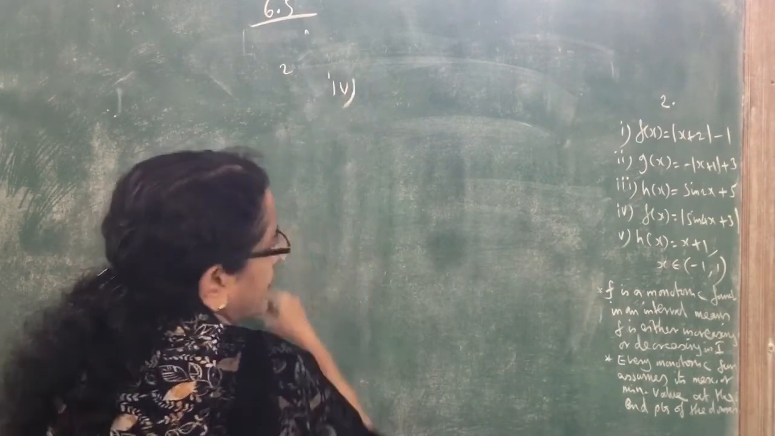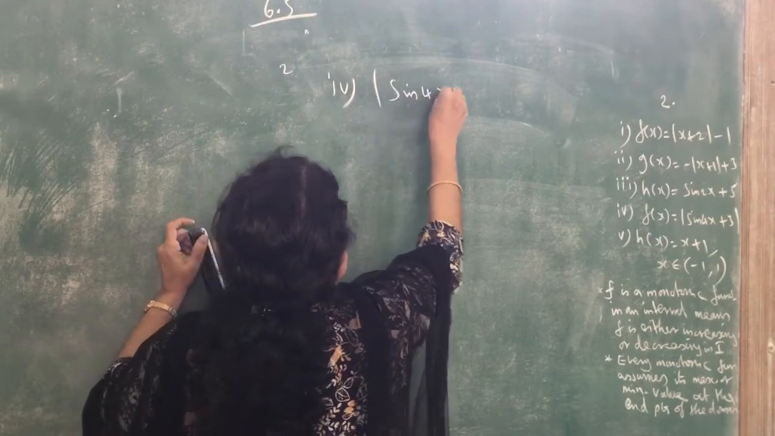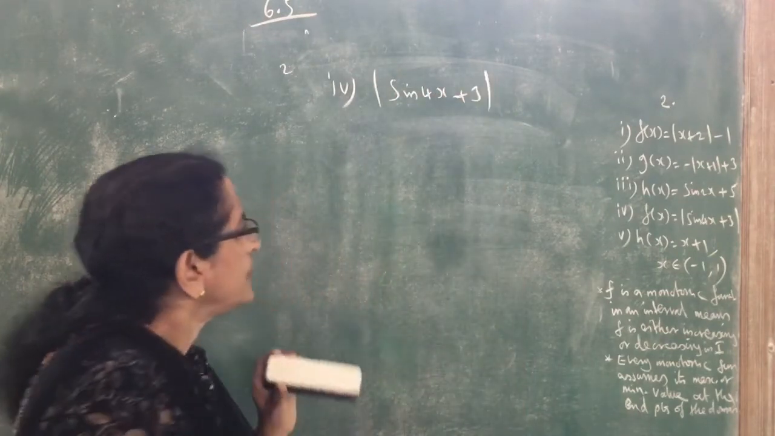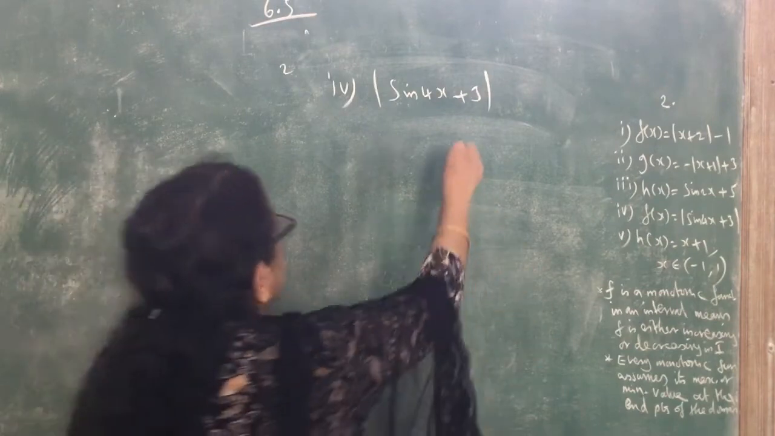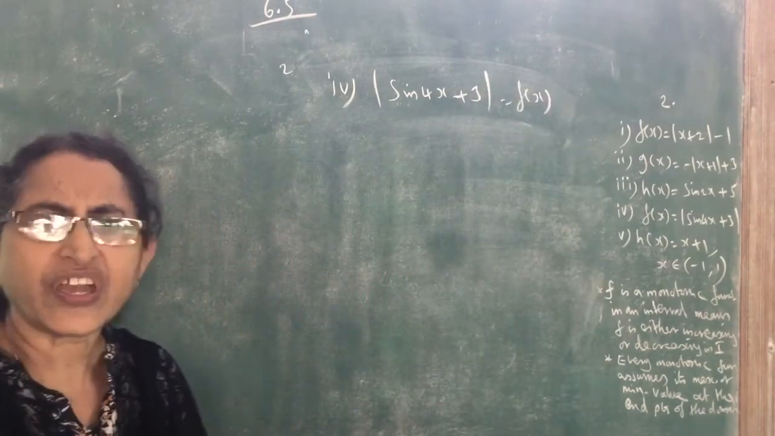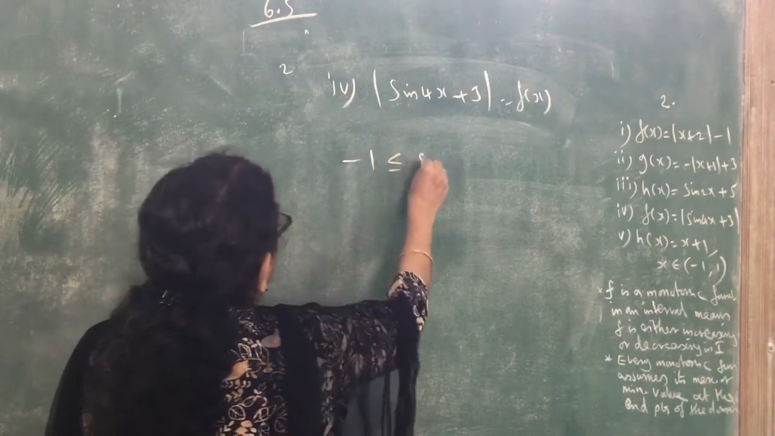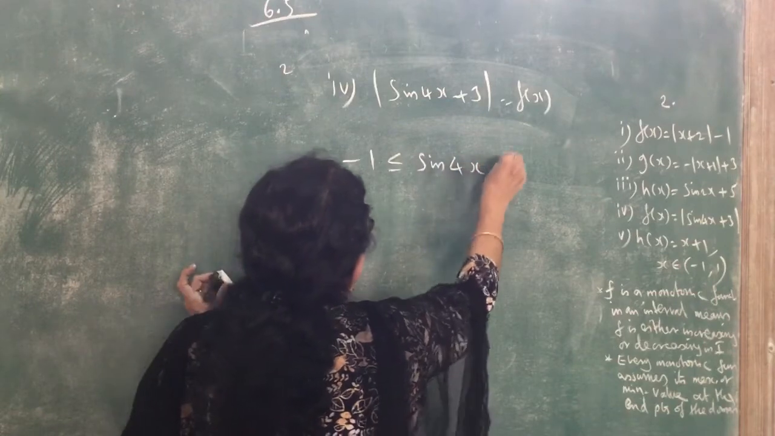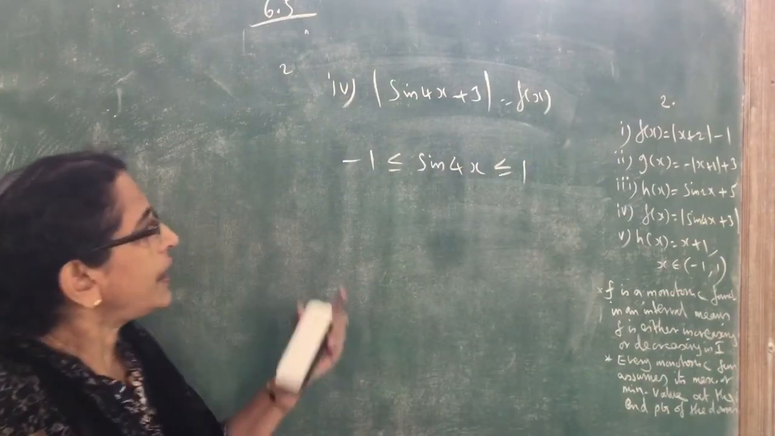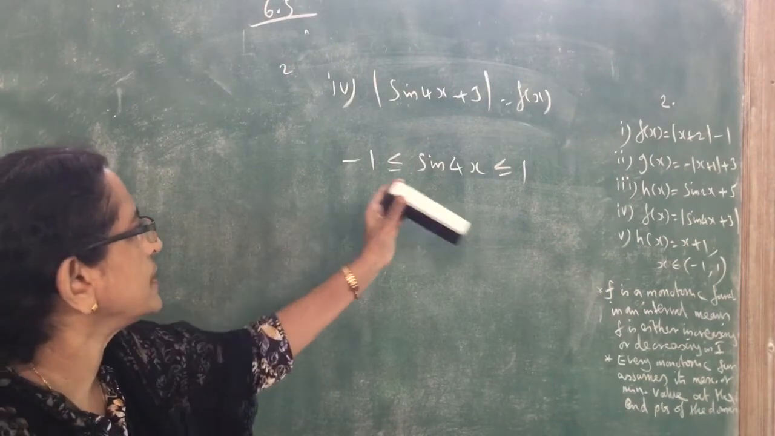Fourth, modulus sine 4x plus 3. That is the function f of x equal to modulus sine 4x plus 3. We know sine 4x lies between what? Minus 1 less than or equal to sine 4x less than or equal to 1. That we know. Now we want sine 4x plus 3, so we can add 3 to each term.